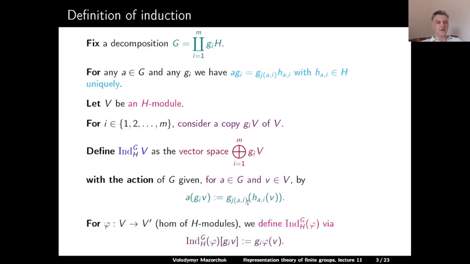And for any homomorphism phi from V to V prime, where V and V prime are H-modules and phi is a homomorphism of H-modules, we define the induced homomorphism in the following way. So this induced homomorphism acts on the element g_i v with the outcome g_i of phi of v. So in this way, we define the functor, which we call the induction functor from H to G, and this is a functor which takes as an input an H-module and produces as an output a G-module.